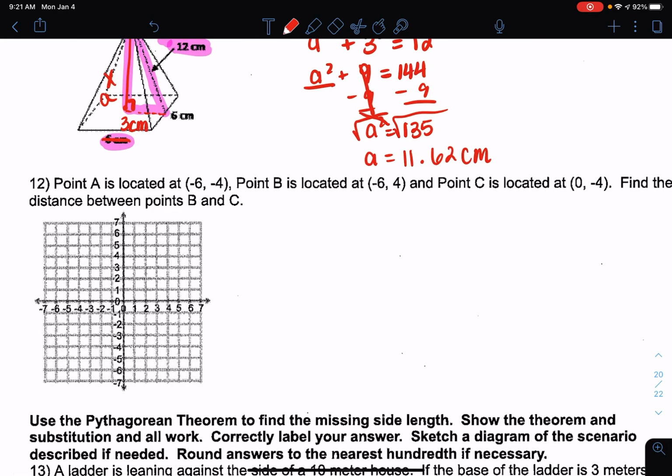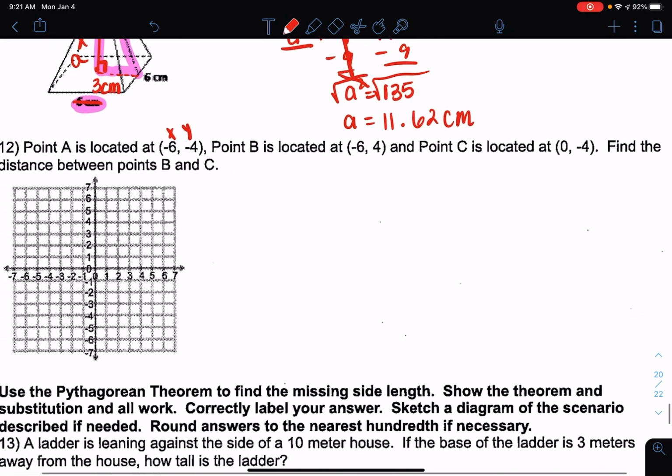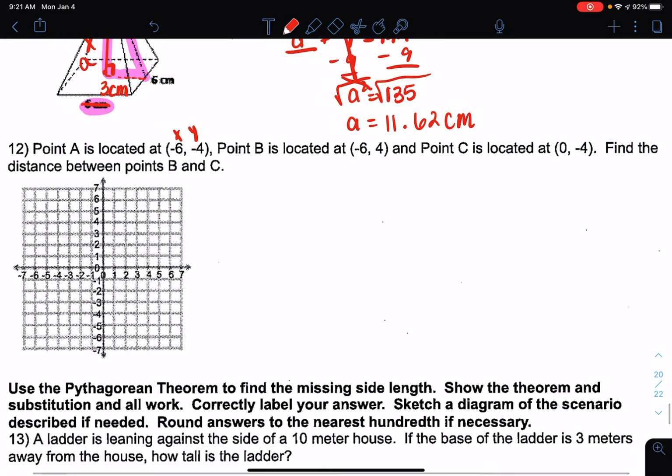Now, we want to make sure that we remember our ordered pairs are always x and y. So you're moving along the x-axis first and then y. Looking at point A, I am plotting these points. I have -6, so I'm going to move along -6, and then I'm going to go down to -4 because that's my y value, and plot my point. So remember, you're moving along the x-axis and then the y.